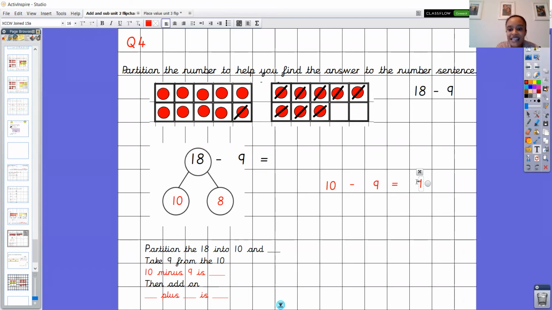And then we want to add this 1 and this 8 together to find out what the answer is. So 8 add 1 more, that's the same as 1 more than 8. And 1 more than 8 is 9. Fantastic, well done. Okay, we need to make sure we put the answer 9 here as well. So 18 take away 9 equals 9.